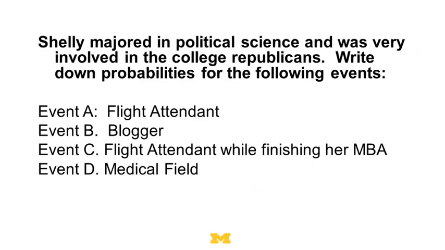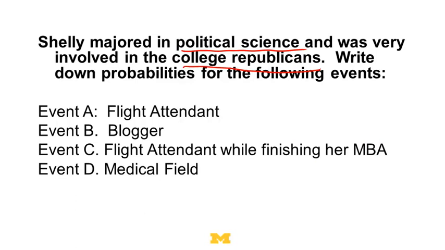So for example, here's a case that is sometimes given by psychologists. Shelley majored in political science and was very involved in college Republicans. Write down probabilities for the following events. So now I sit and I think Shelley's a political scientist, right? That's sort of interesting. She's a Republican, so that means maybe a conservative political scientist. Maybe she's more interested in money. What are the probabilities she'd do these things?